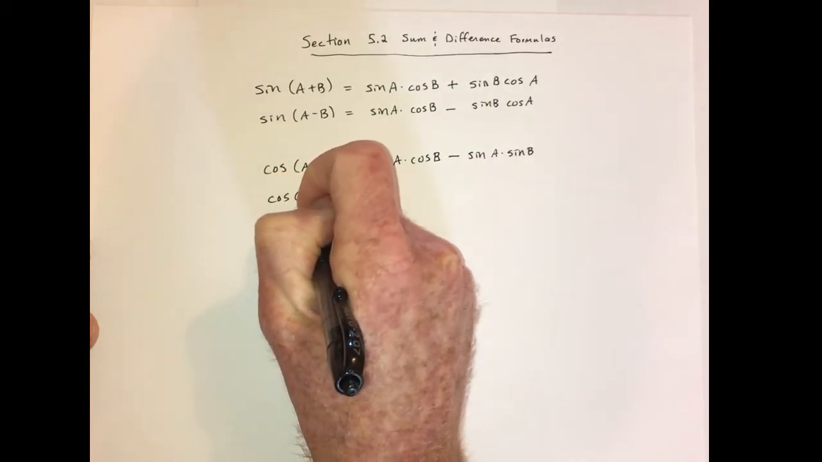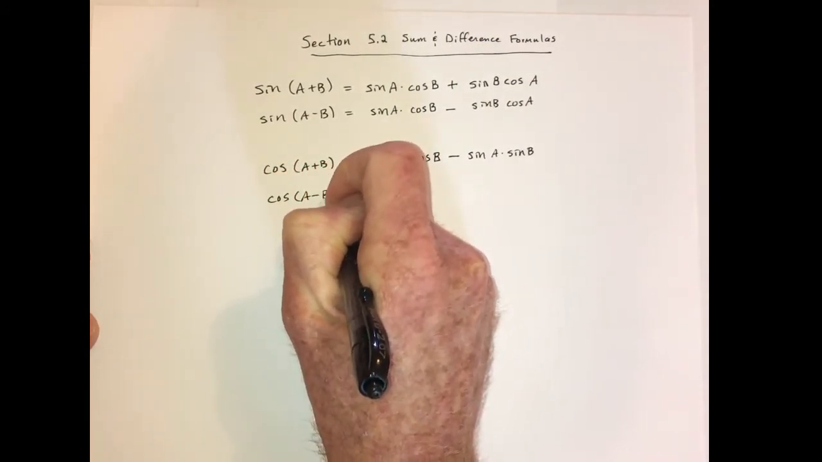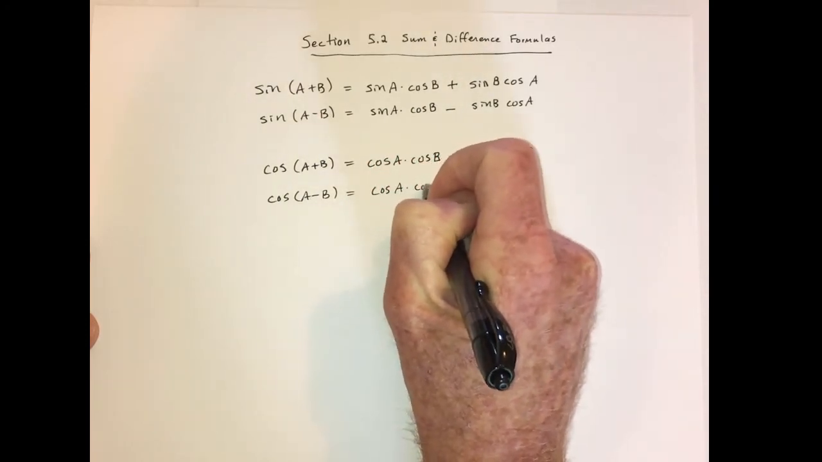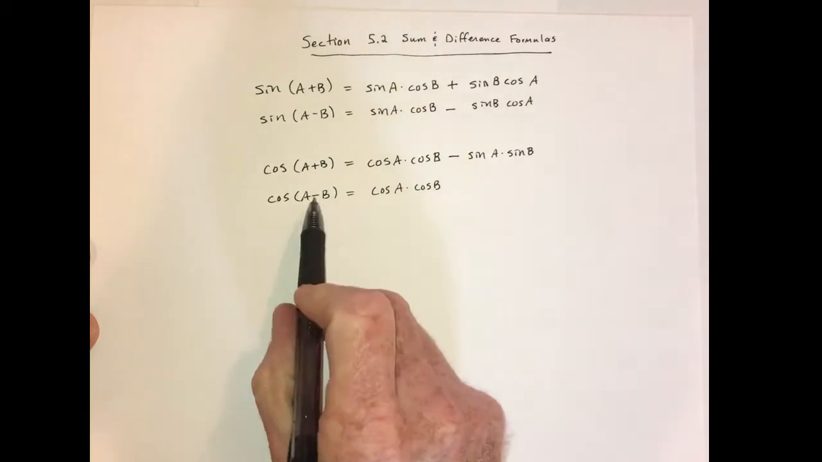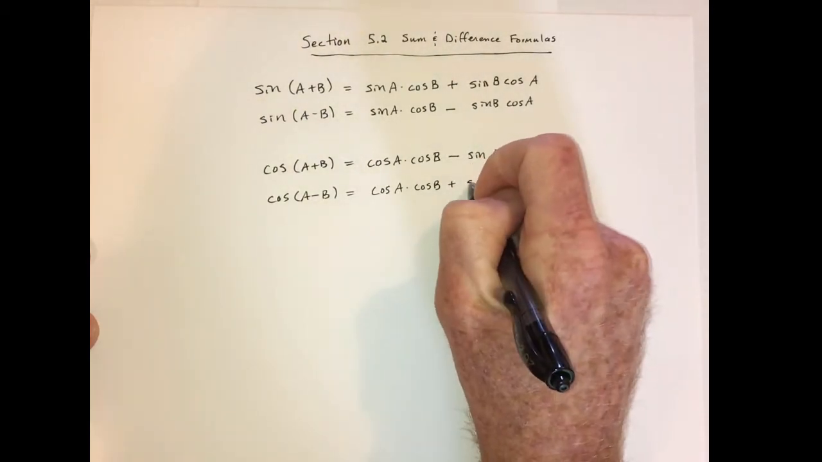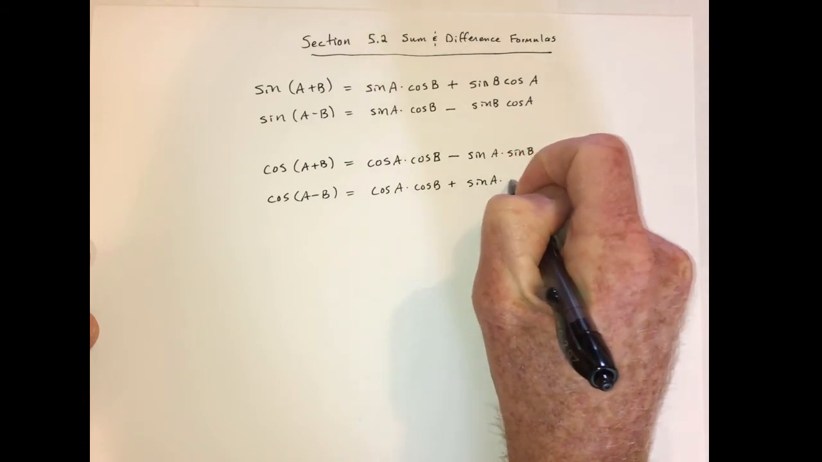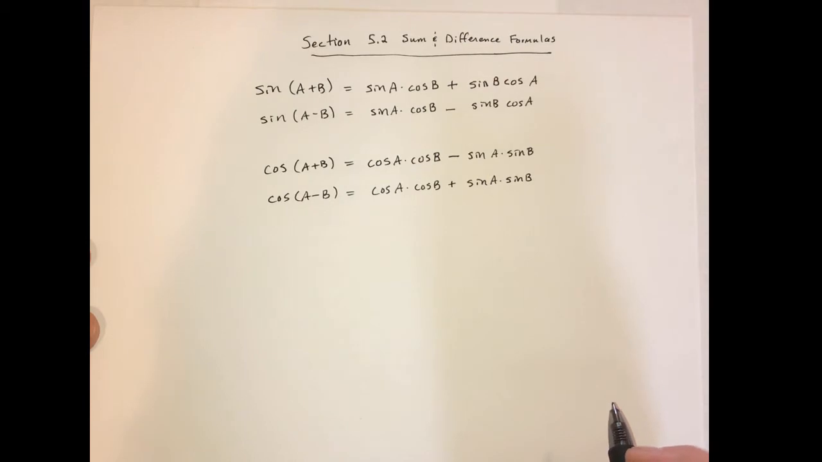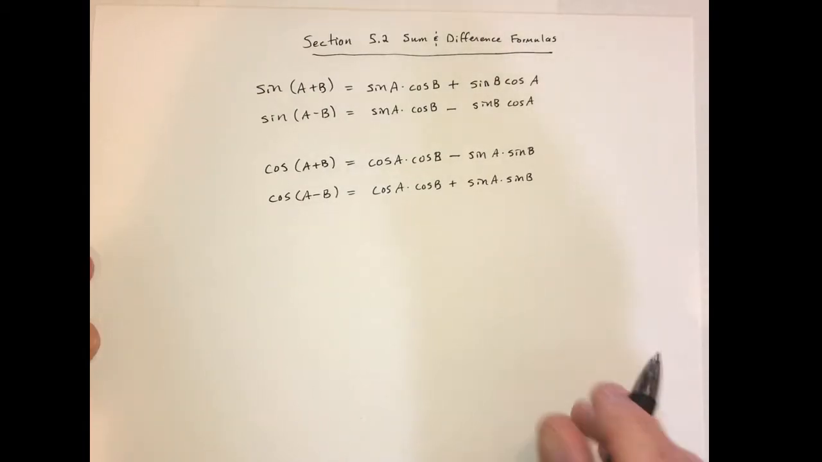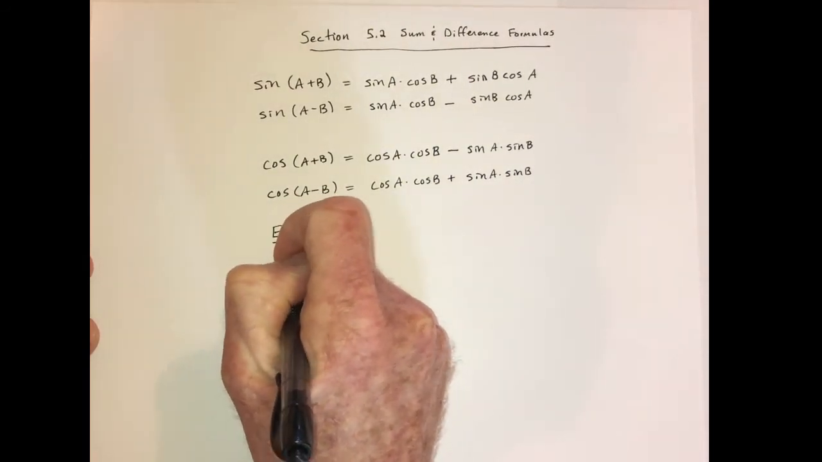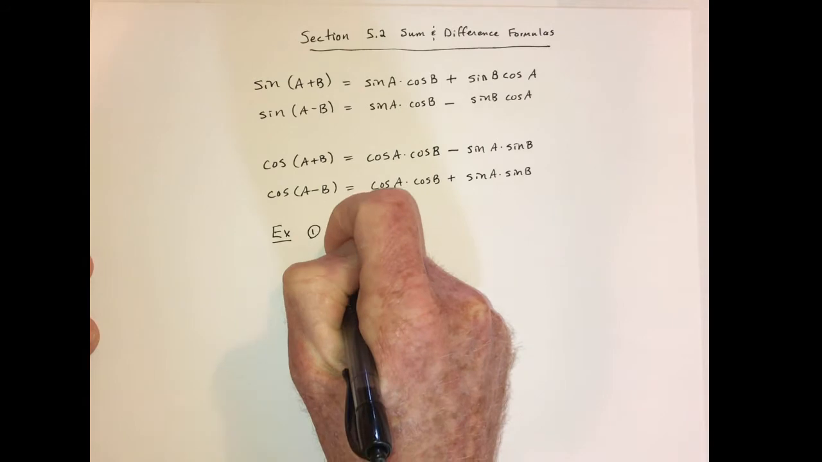Last, what if it's cosine of A minus? So it's going to be the same, cosine A, cosine B. But if this is a minus, this is a plus. And then sine A, sine B. All right, now we're going to actually use those in several different ways. For example, number 1, verify this identity.